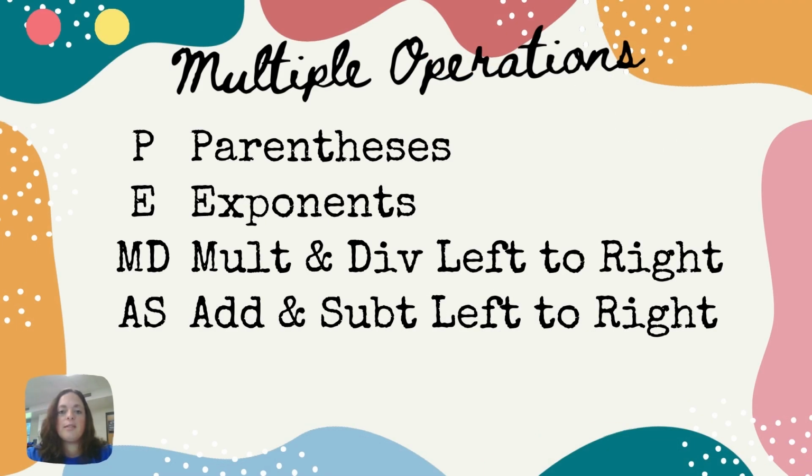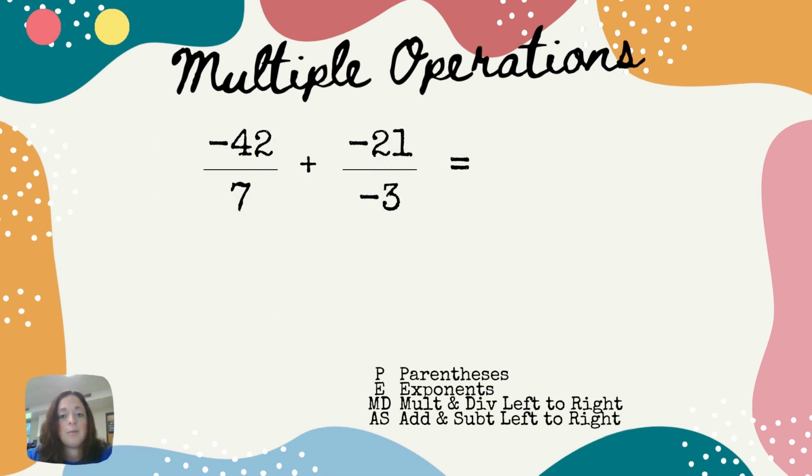Now we're going to look at a few examples that have multiple operations. So they could have addition, subtraction, multiplication, division. Remember our order of operations. Anything that is inside the parentheses, we need to calculate first. Then, if there are exponents, we figure those. Then we do any multiplication or division from left to right, and then any addition or subtraction from left to right. Let's look at this problem.